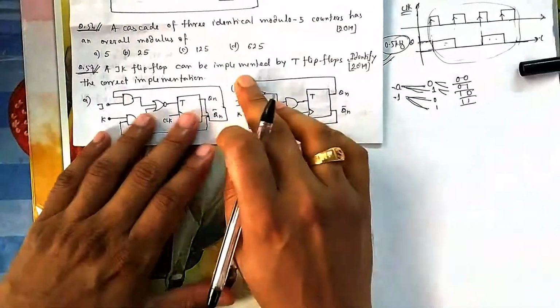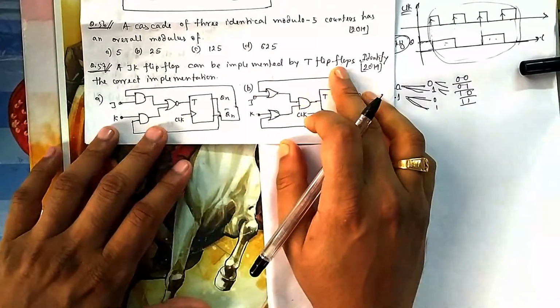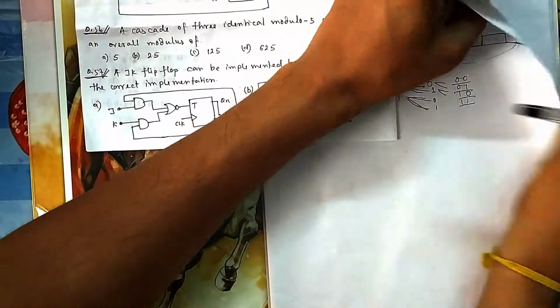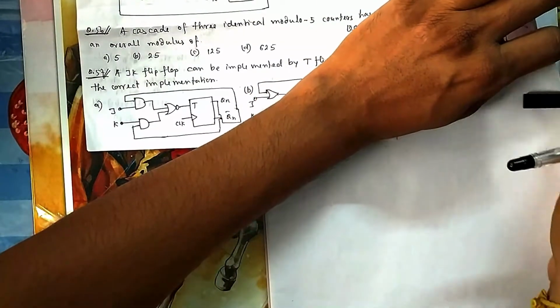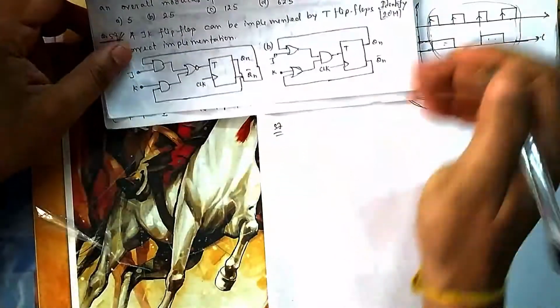Now this one: a JK flip-flop is implemented by T flip-flops. Identify the correct implementation. For this type of question, if you want to make one flip-flop using another flip-flop, we have already seen one. For that, what table do we need to draw? We need to write the excitation table. So that is very important.